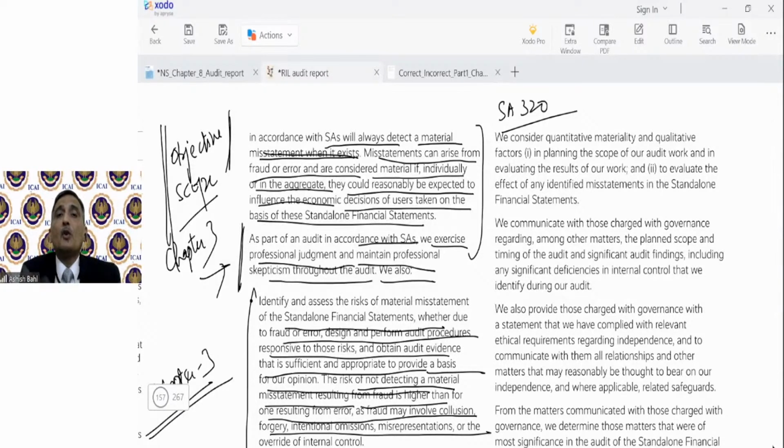So if you do not use the words sufficient appropriate audit evidence, if you use your own language, then obviously the paper checker is not going to give you credit. Or if you do not write the word materiality, or you do not use the words risk assessment.